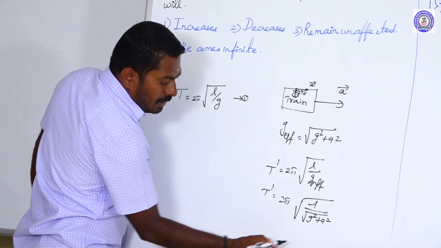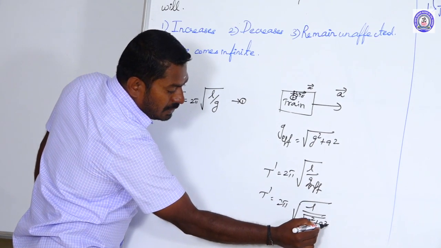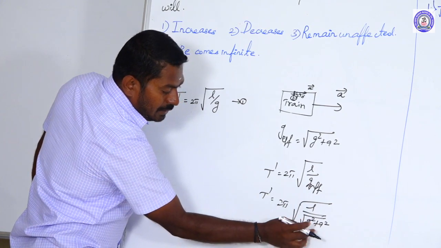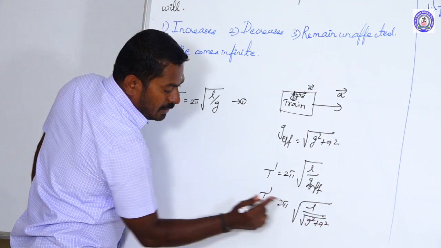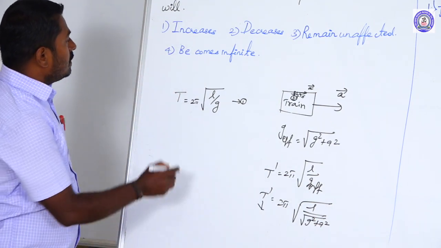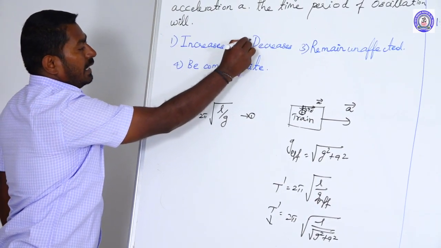Now, in the denominator, g squared plus a squared increases, so the time period value now decreases. So in this case, the time period of oscillation will decrease. Second choice.